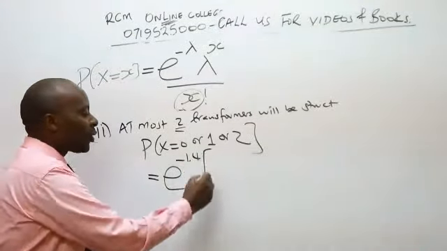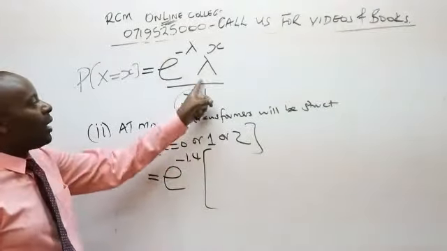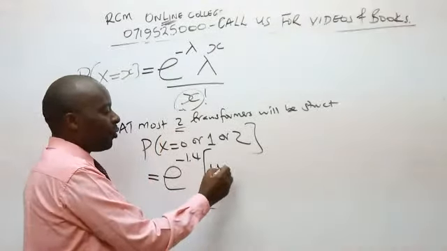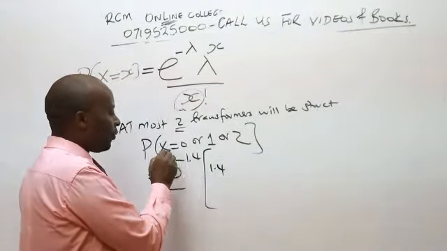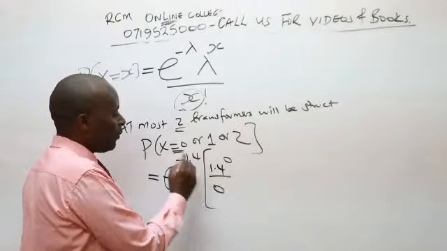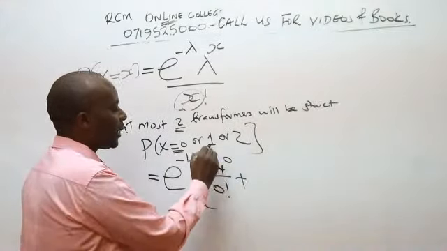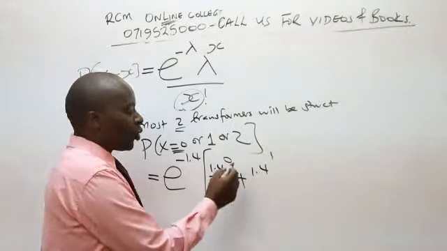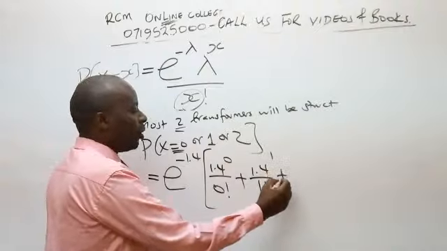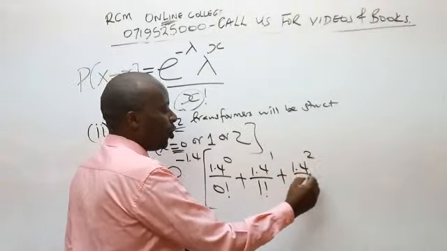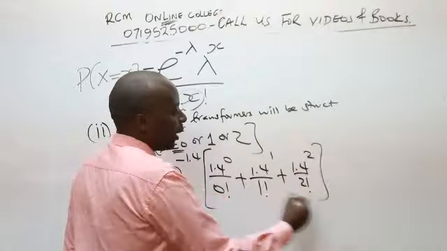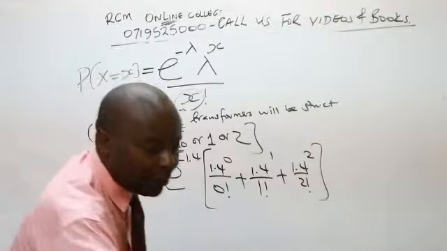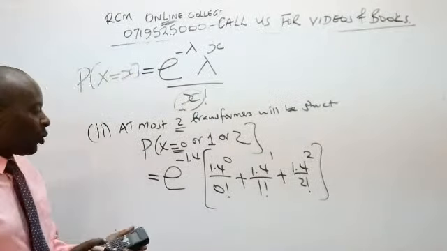And then into brackets, what do we have here? You can see we have lambda raised to x. So lambda is the mean, which is 1.4. So 1.4 raised to the first x figure, which is 0, all over the first x figure factorial, plus the same arrangement, but this time round x is 1. So 1.4 raised to 1 all over 1 factorial plus 1.4 raised to 2 all over 2 factorial, like that. And then you get out your calculator. The moment you get out your calculator, you'll be able to get this very easily.